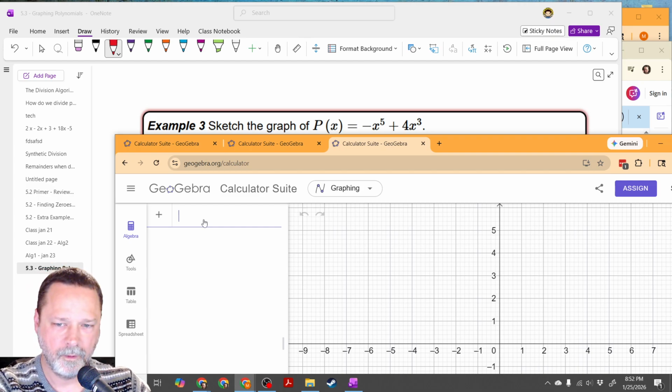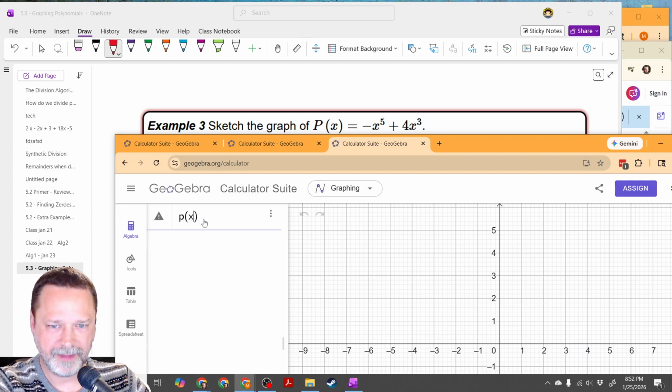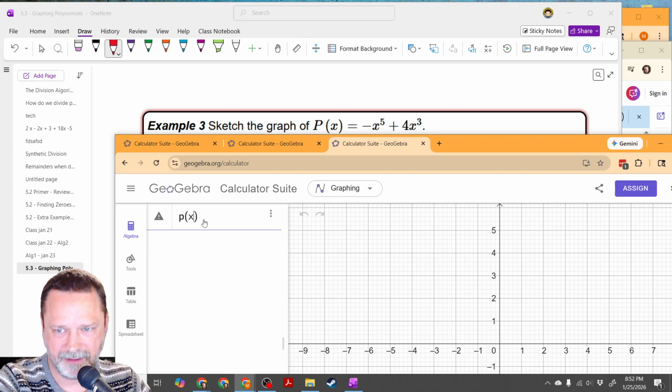In this video, we're going to go over how to use GeoGebra to get the important information that we would normally get by hand to graph or sketch a graph of a polynomial. And we're doing this so we can check our work. So I'm just going to say P of X. Right now, it's going to be for sketching the graph of this P of X right here on the screen.